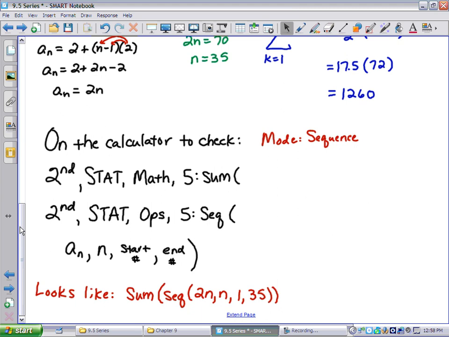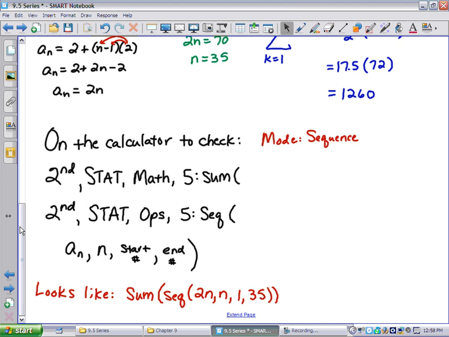Another comma. You want to put your starting number. So what's your lower limit of your summation? Is it starting with 1? If it's starting with 1, put a 1 there, hit comma. And then your ending number, so whatever your upper limit of your summation is, the number that's up on top of that sigma notation. And then close the parentheses and hit enter.